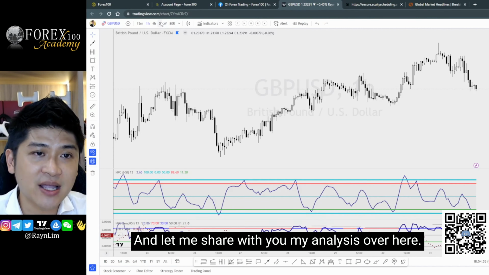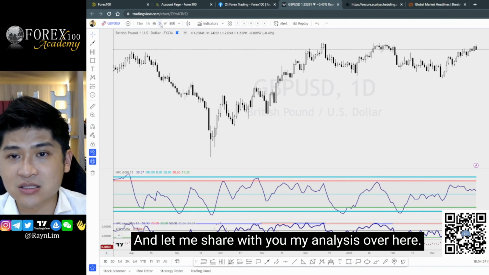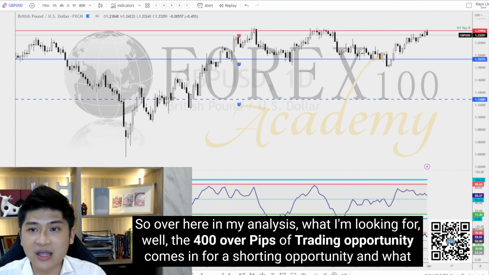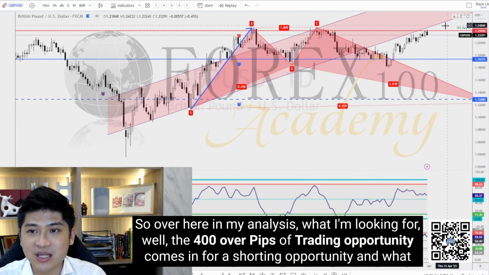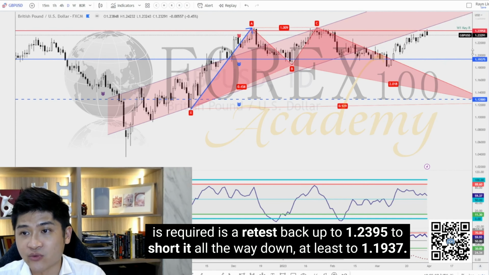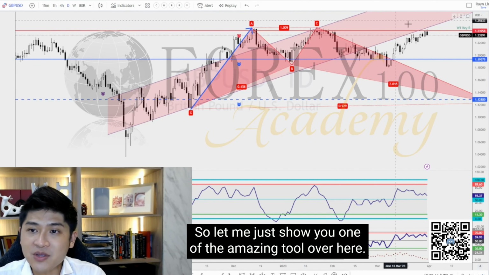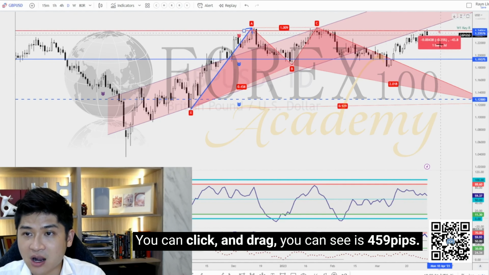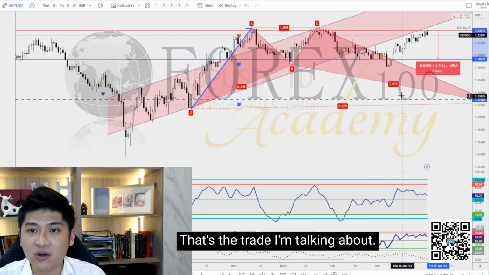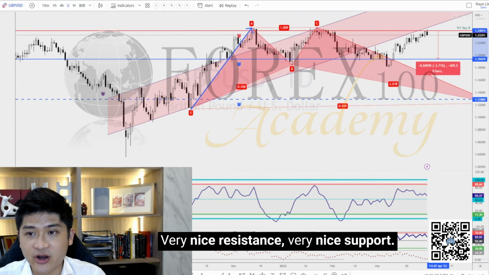Let's head back to our daily chart and let me share with you my analysis over here. In my analysis, the 400-over pips of trading opportunity comes in for a shorting opportunity, and what is required is a retest back up to 1.2395 to short it all the way down at least to 1.1937. So let me just show you one of the amazing tools over here. We call it the measure tool. You can click and drag. You can see it's 459 pips. That's the trade I'm talking about. Very nice resistance, very nice support.